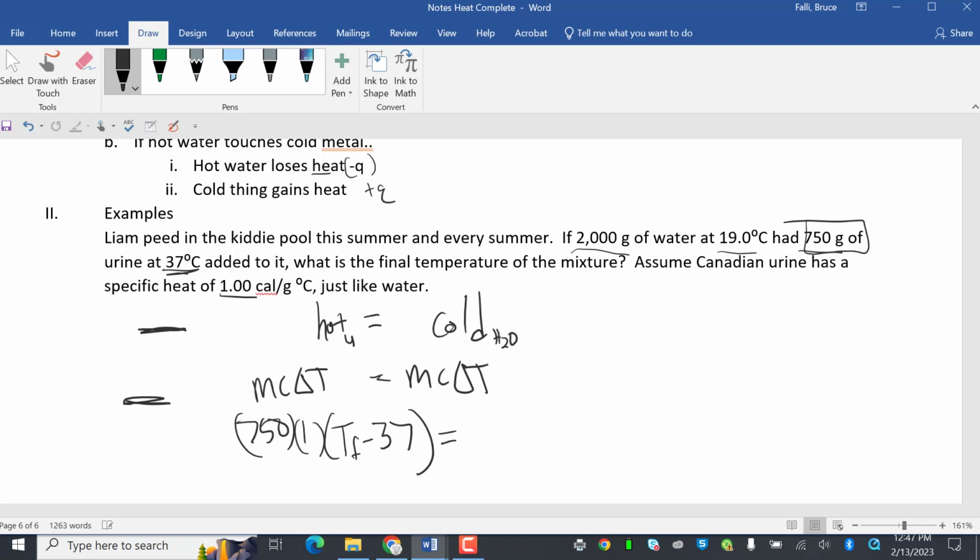Equals cold water. Okay, so my negative sign is hanging out here. Cold water. The mass of the pool. Specific heat of water is 1. And T sub F minus 19.